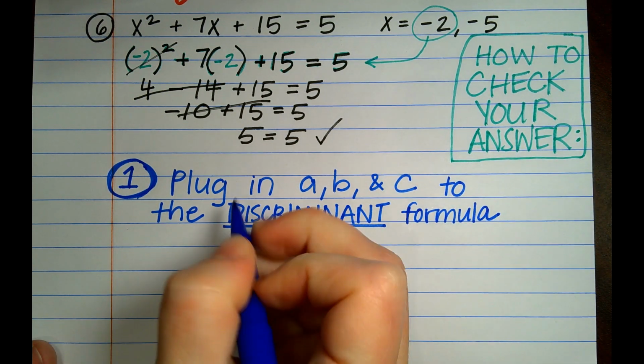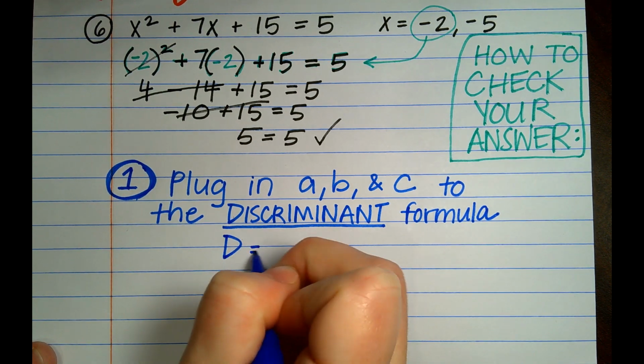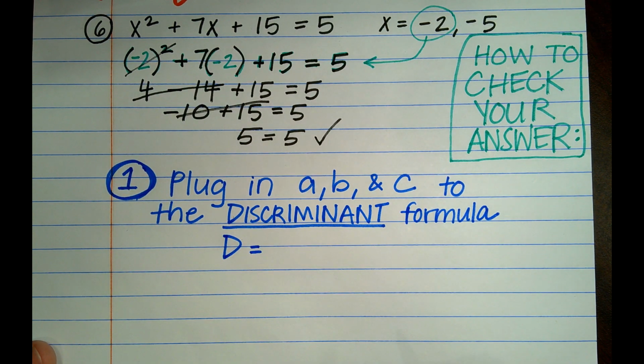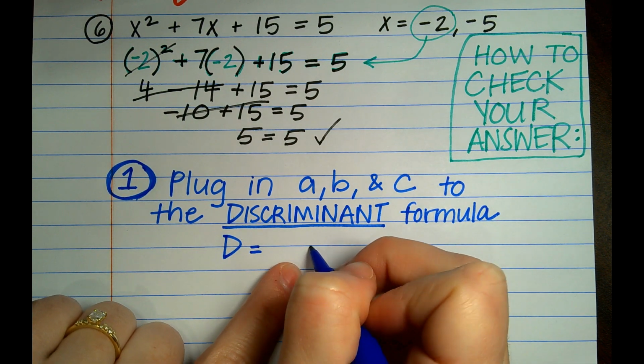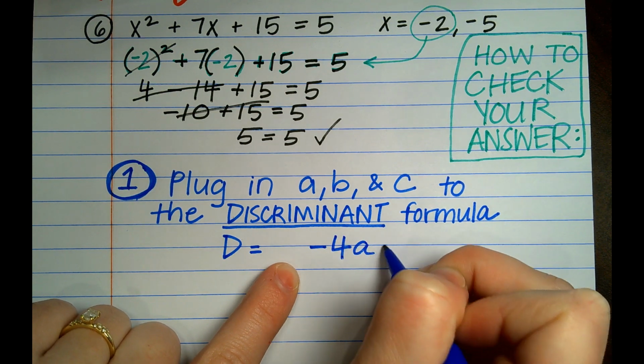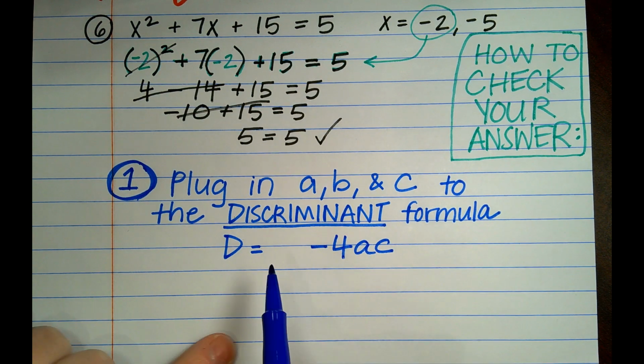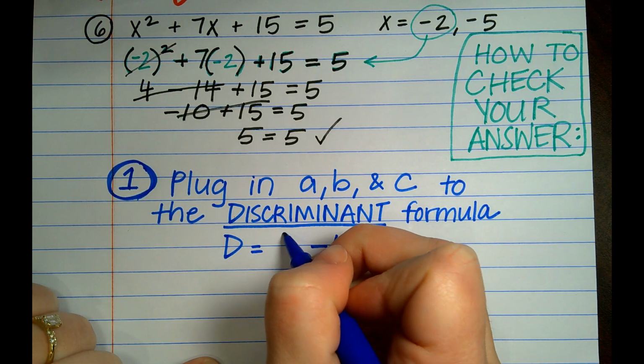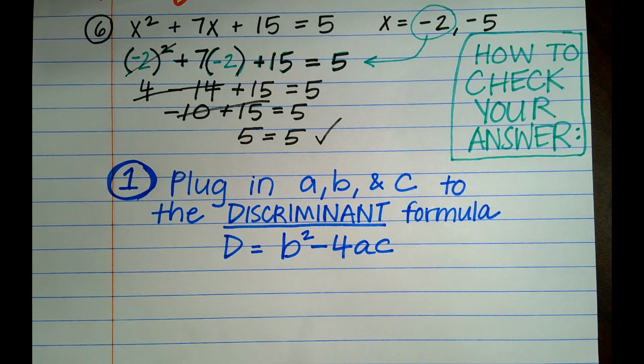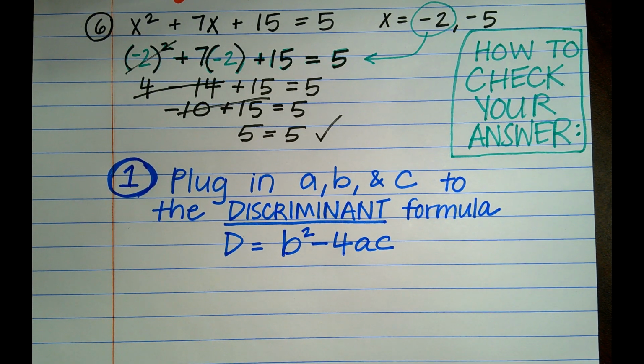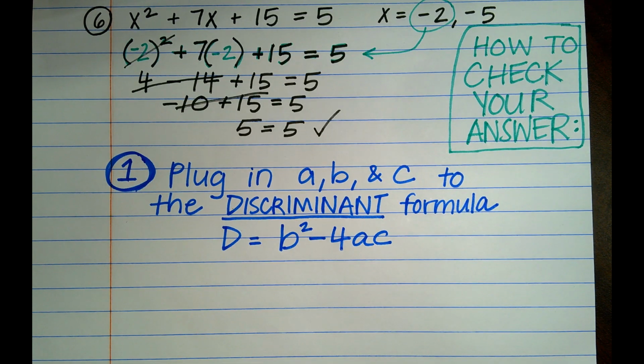And what is the discriminant formula again? That's the second half of it. We've got minus 4 times A times C. What's the first part? B squared. B squared. There we go. Here's the whole thing. It's just B squared minus 4AC. That's how we find the discriminant.